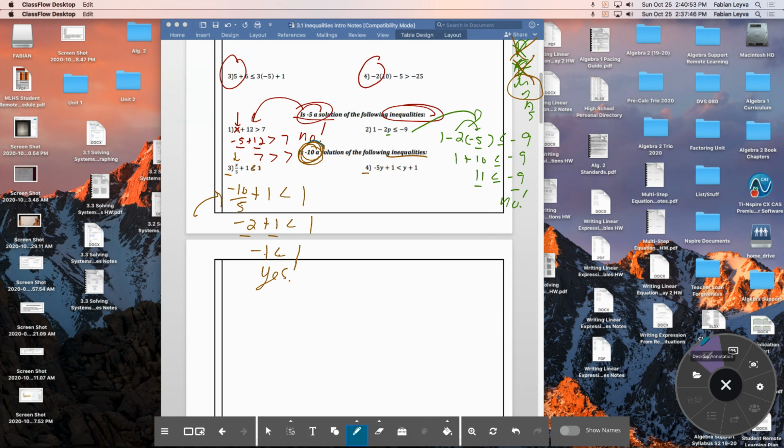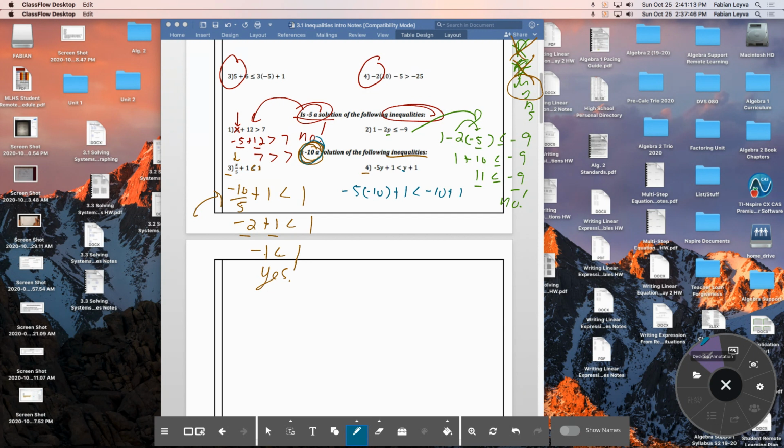So negative 10 is still the same one, same directions. So I have negative 5 times y. Remember, if there's no symbol in the middle, it's times. I show times with parentheses. Negative 5 times y plus 1 is less than another y, which is still negative 10. And we're checking to see if the left side is less than the right side.